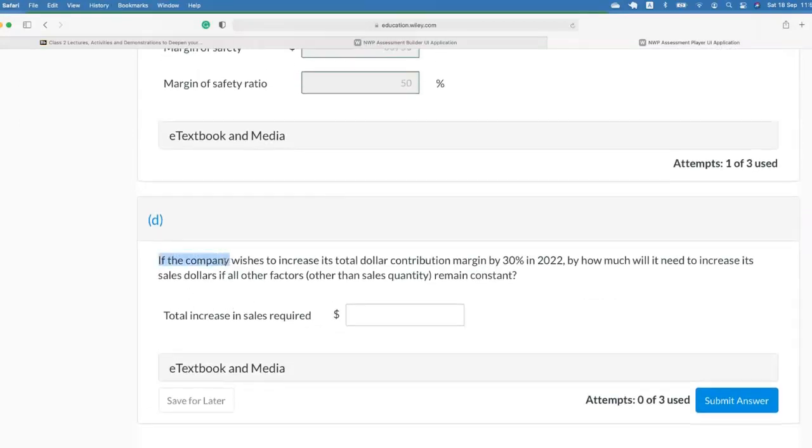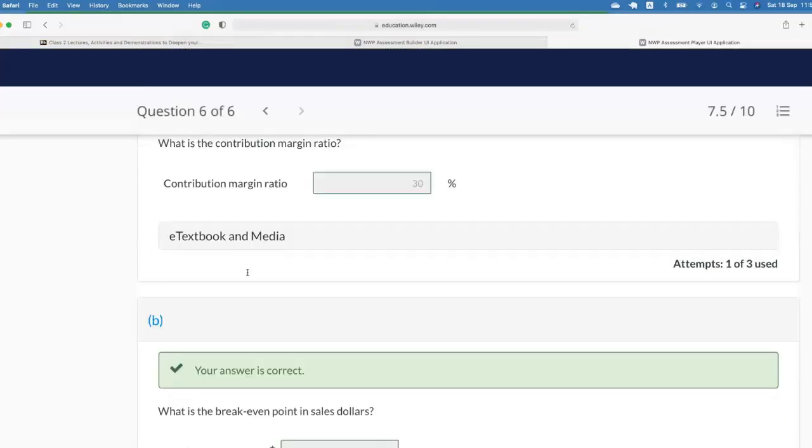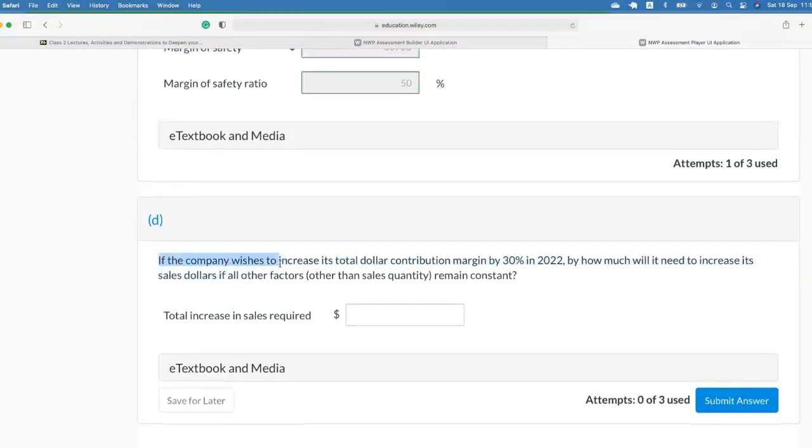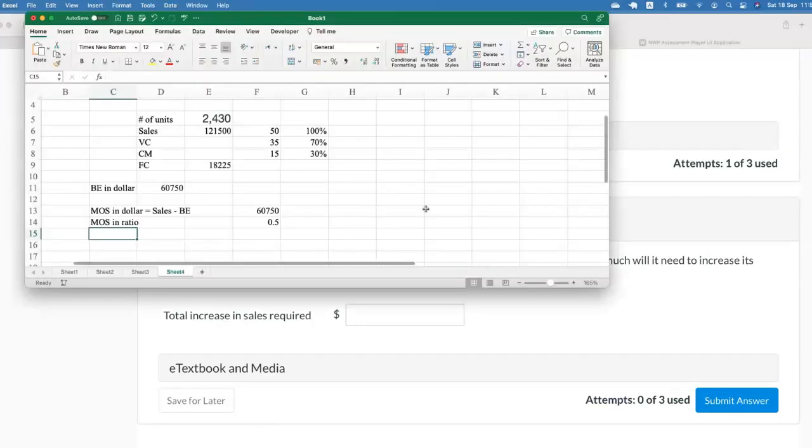And Islam, thank you. All right, class. We still have one more question. Okay, what did they want? If the company increases its total contribution margin by 30%, by how much will it need to increase its sales dollars if all factors remain constant? Go back to your work, get your contribution margin, and increase it by 30%. So this one? No, you want the total contribution margin. Take 30% of sales to get the total.